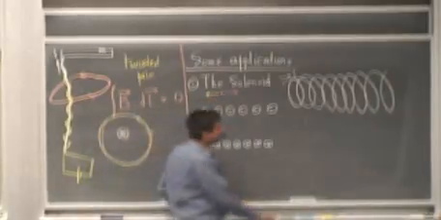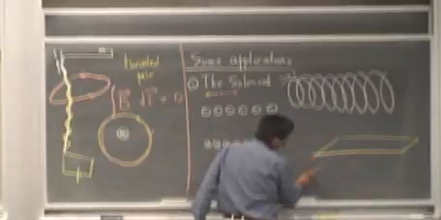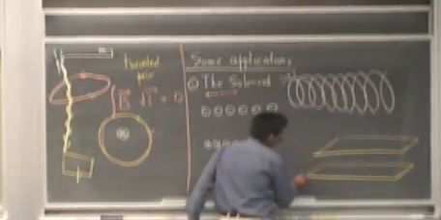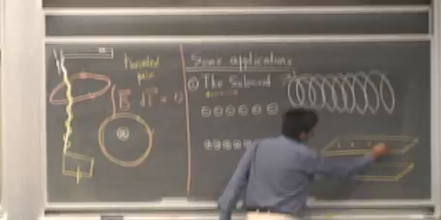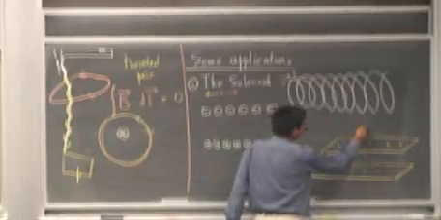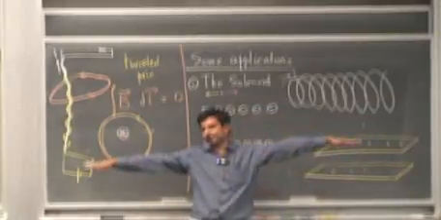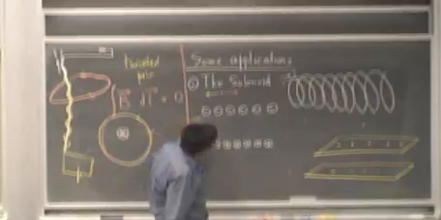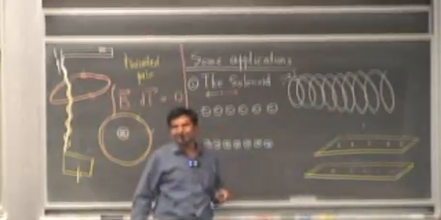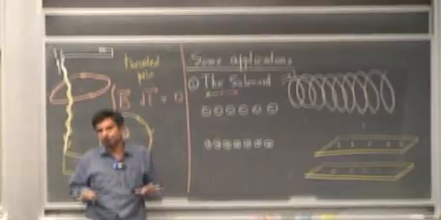Okay? It's just like you have an infinite sheet of charge. Positively charged sheet, negatively charged sheet. What's the electric field outside? 0, provided the sheets are infinite in extent. Likewise, if this solenoid is infinite in extent, then the magnetic field outside will be perfectly 0.